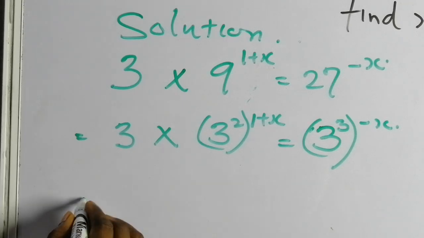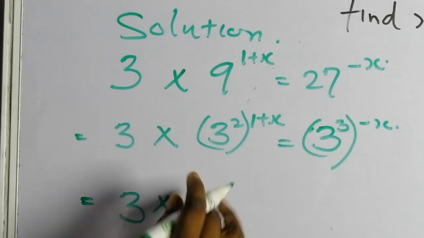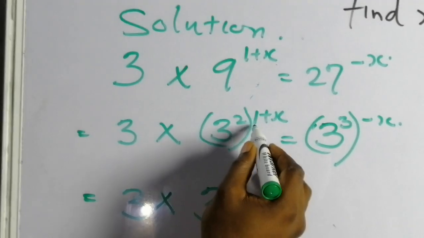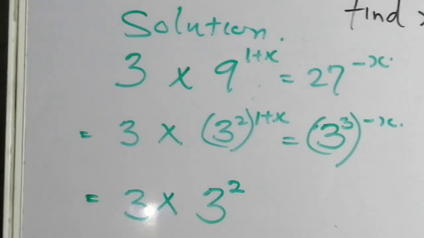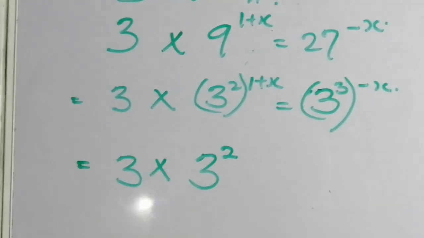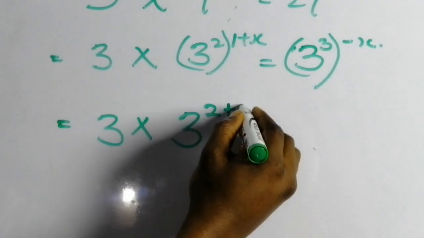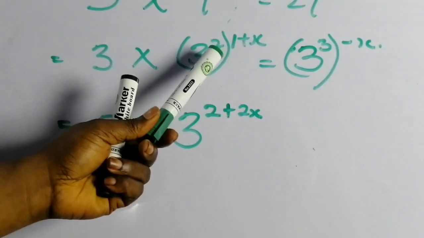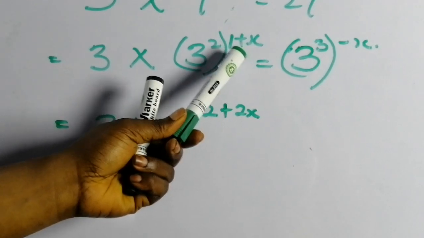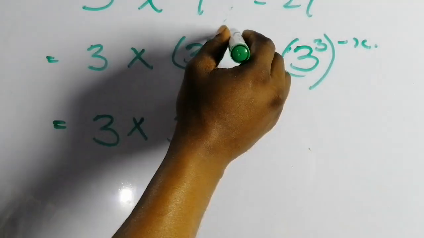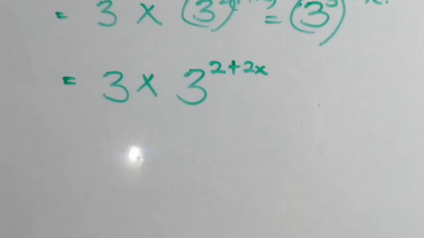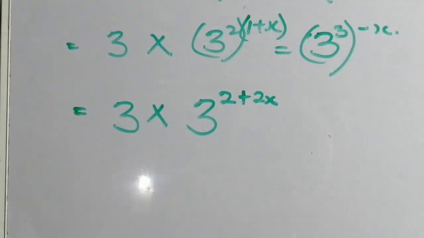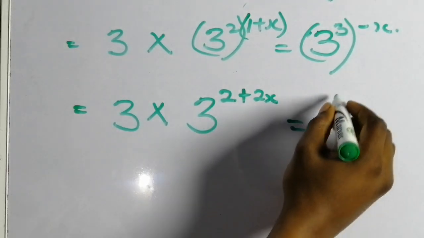So if you look at this very well, 2 times 1, you have 2. 2 times x, you have 2x. What am I doing here? I'm multiplying the power, which is this 2, with this power, which is 1 plus x. So 2 times 1 is 2, 2 times x is 2x. It's very simple. Just take your time.